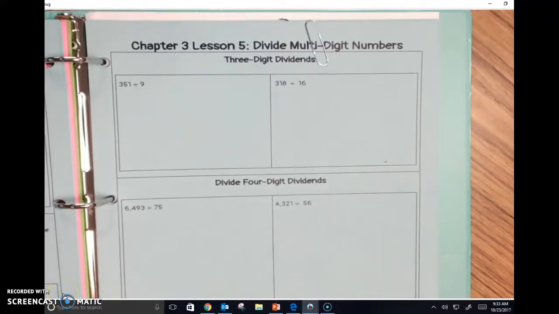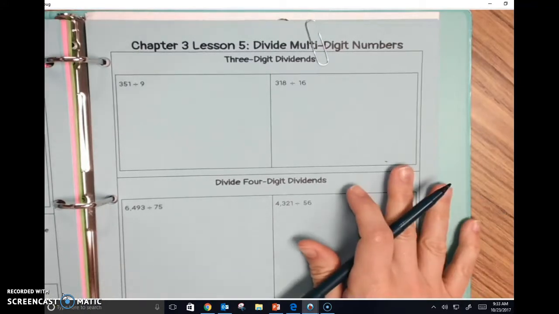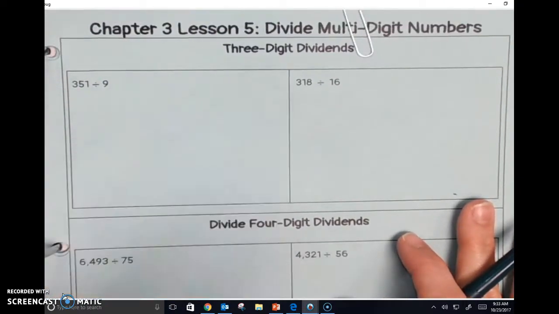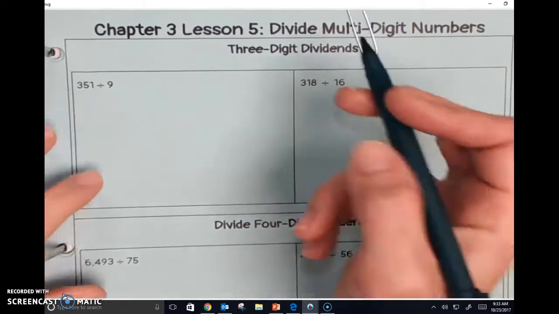Okay, so we're dividing multi-digit numbers today. There's not a decimal in this one, so we're just going to do it like you normally do. It's just a nice little refresher. So this first part, we're going to do 3-digit dividends. So that means the first number is going to go underneath.